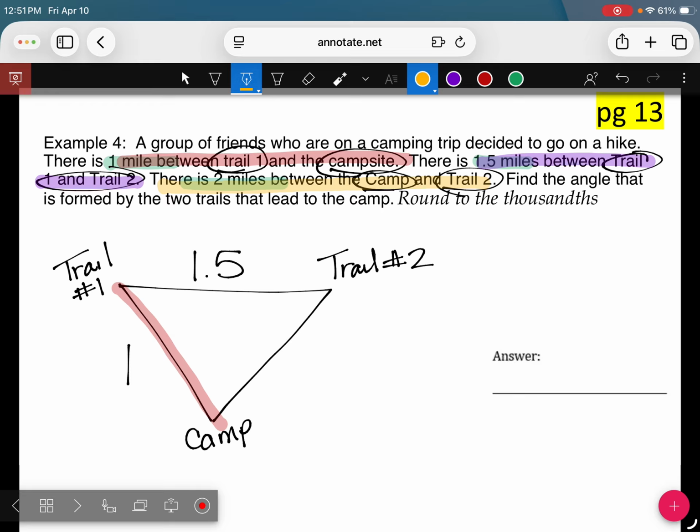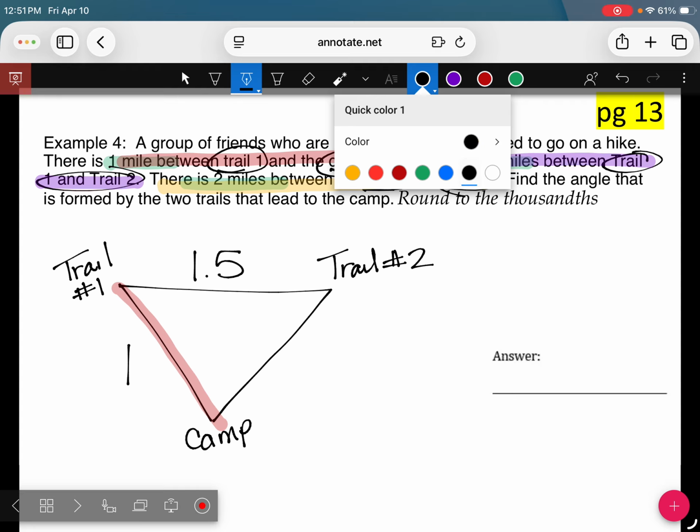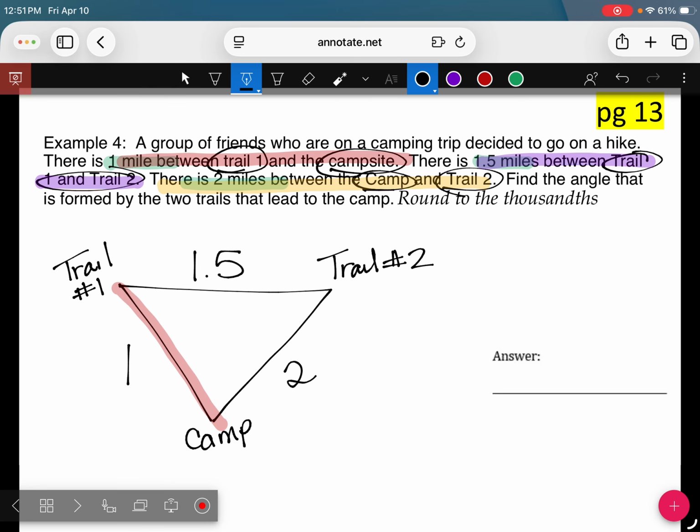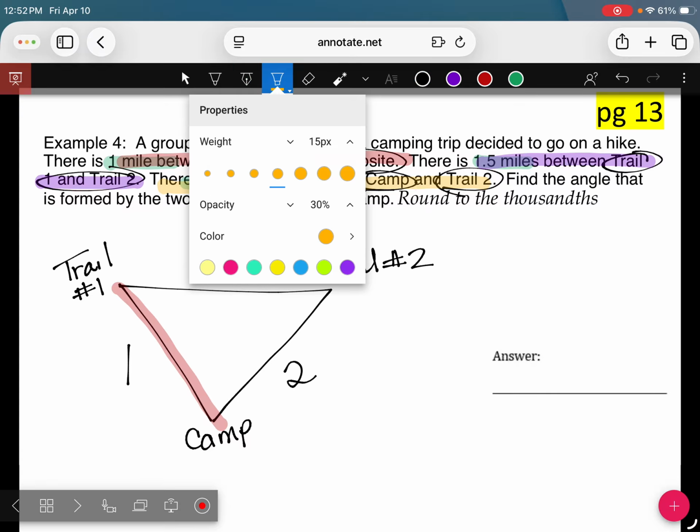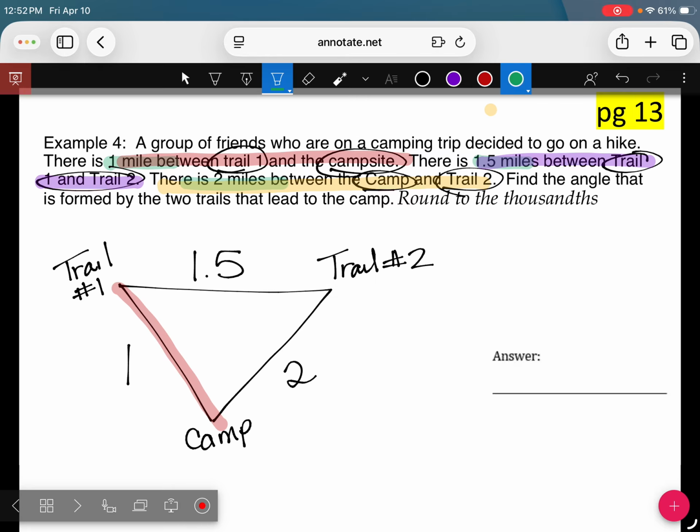Okay. So let's figure out what exactly they want us to find. It says, find the angle that is formed by the 2 trails that lead to the camp. So I'm going to letter these, and you just tell me which one you think. I'm going to call this A, this one B and this one C. So who thinks we're looking for A? Who thinks we're looking for B? Who thinks we're looking for C? It is B. Good job.